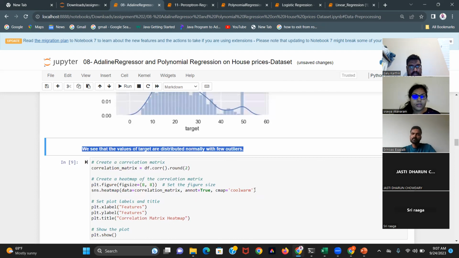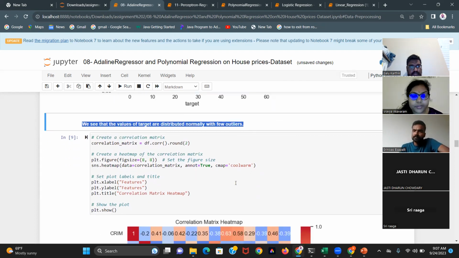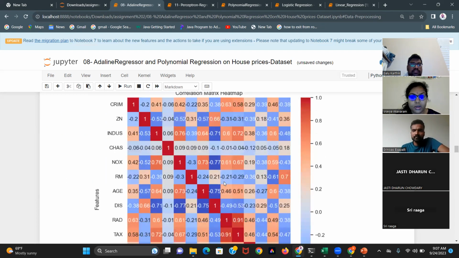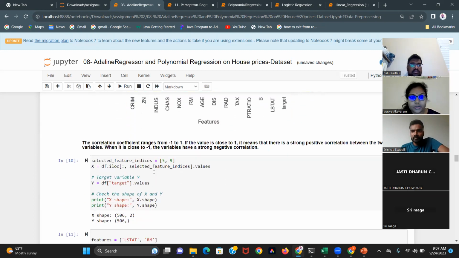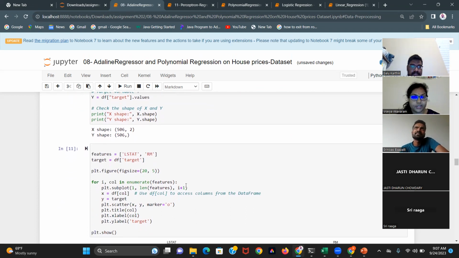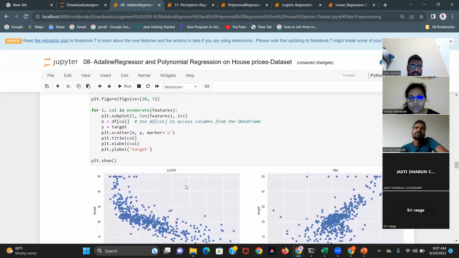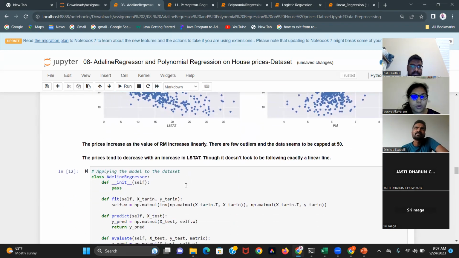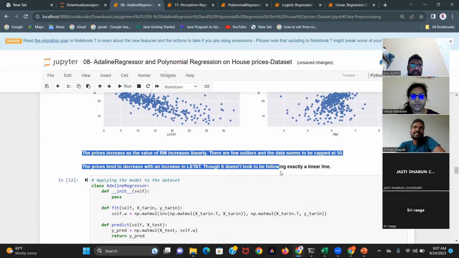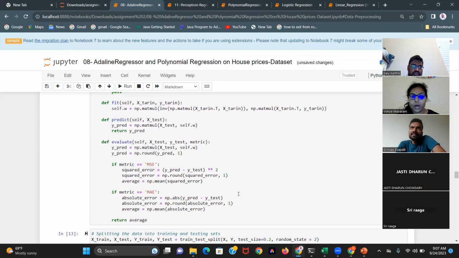Here we can see that the values of the target are distributed normally with a few outliers. Here we can see the correlation matrix heat map according to the data set, and these are the features. The correlation coefficient ranges from 1 to -1, and the value is very close to 1. Here we can see the Y shape and X shape and the features. When it comes to the plotting of the data, here we can see the graphs and the differentiation between them. The prices increase linearly as the value of RM increases. There are a few outliers here.